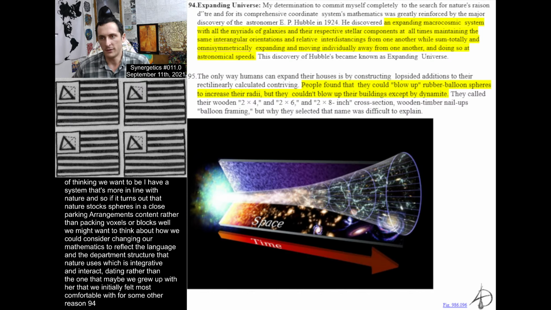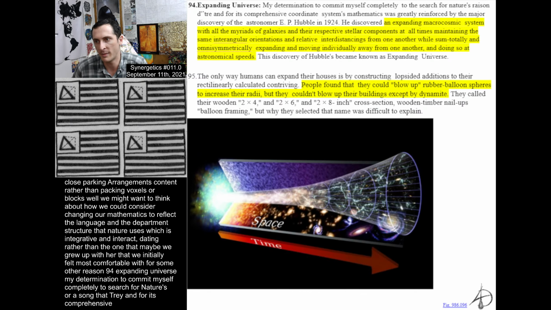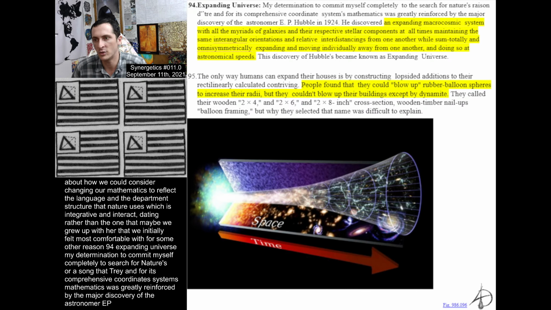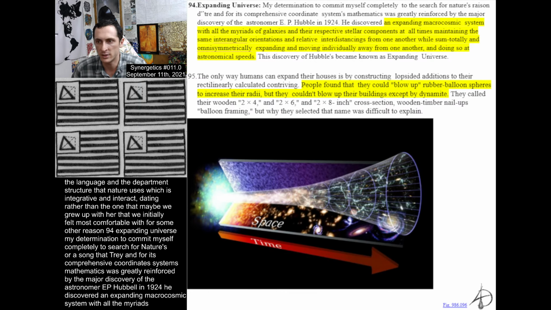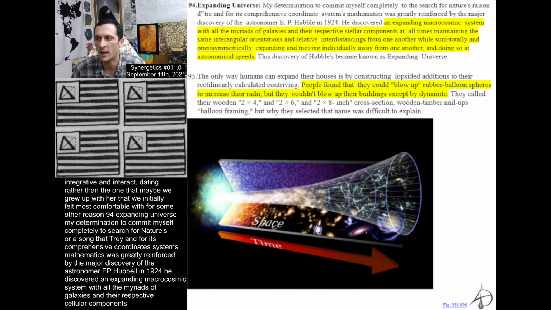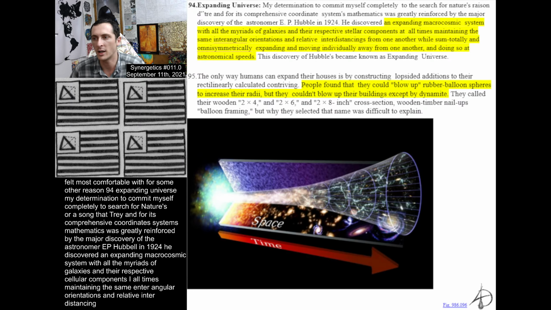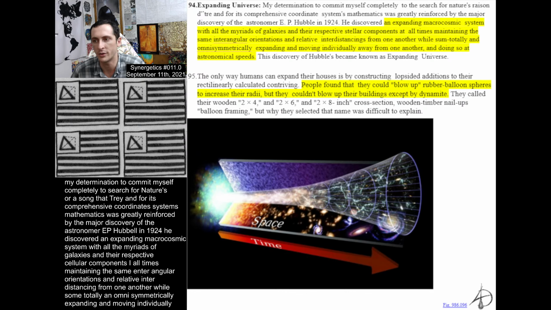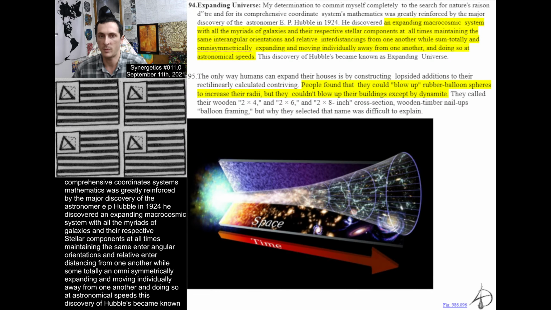94. Expanding universe. My determination to commit myself completely to search for nature's raison d'etre and for its comprehensive coordinate systems mathematics was greatly reinforced by the major discovery of the astronomer E.P. Hubble in 1924. He discovered an expanding macrocosmic system with all the myriads of galaxies and their respective stellar components at all times maintaining the same interangular orientations and relative interdistancings from one another, while some totally and omnisymmetrically expanding and moving individually away from one another, and doing so at astronomical speeds. This discovery of Hubble's became known as expanding universe.